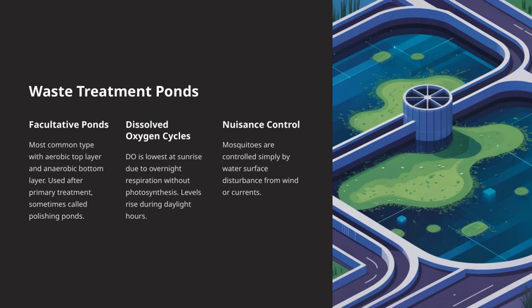As daylight increases, photosynthesis kicks in and oxygen levels start to rise, which is an important natural cycle in these ponds. Finally, let's touch on nuisance control, particularly mosquitoes. Mosquitoes can be a nuisance in these pond environments, but they are generally controlled quite simply. By disturbing the water surface with wind or currents, we prevent mosquitoes from laying eggs or breeding effectively. This natural disturbance helps keep mosquito populations in check without the need for chemical treatments.